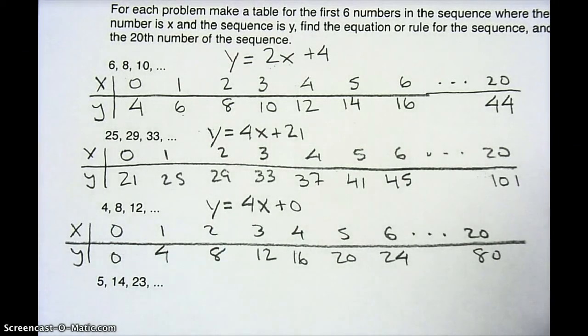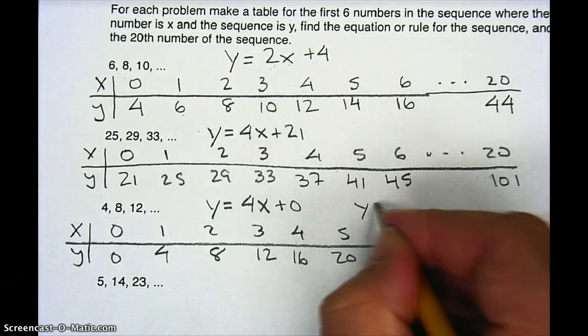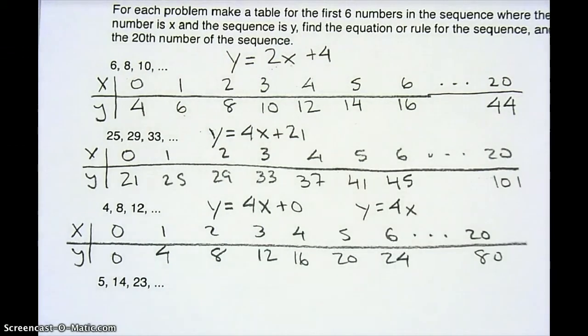Now, some of you might say, well, why did I have to add the plus 0? Because it really doesn't change it. It really doesn't. So I could have written the equation as y equals 4x for that problem.